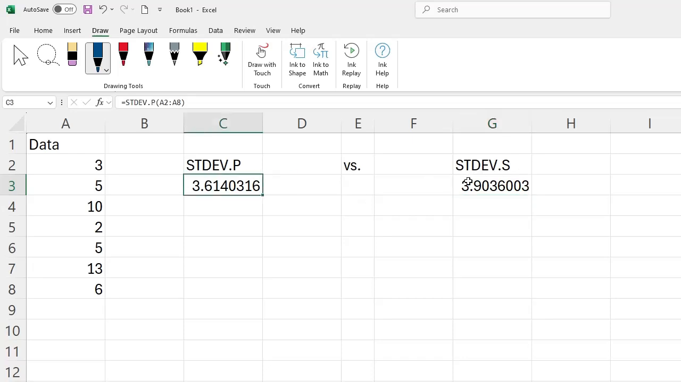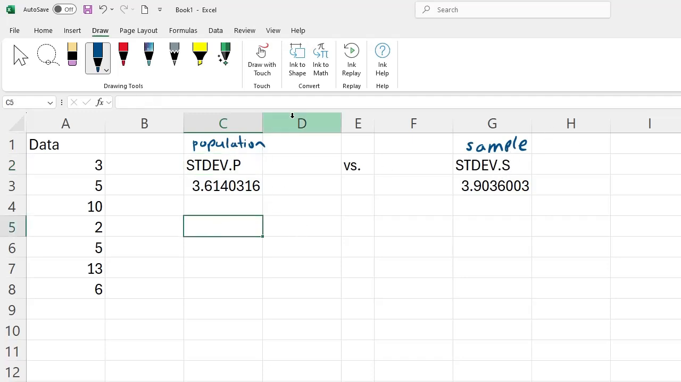So we can see these are not the same, okay? So what's different about them? Well, this one has .P, right? And so what does that P stand for? That P stands for population. So are we calculating the standard deviation for a population, or are we calculating the standard deviation for a sample, .S? Okay, so P stands for population, S stands for sample.